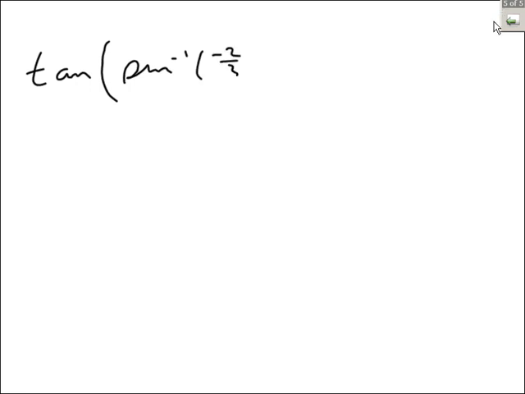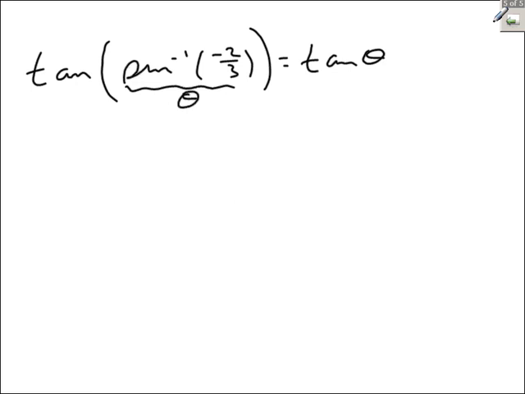Negative 2/3. Sine inverse of a number, that's an angle. You need to be able to say that. Sine inverse of a number is an angle, so I called it an angle. That is, we want to find the tangent of that angle.